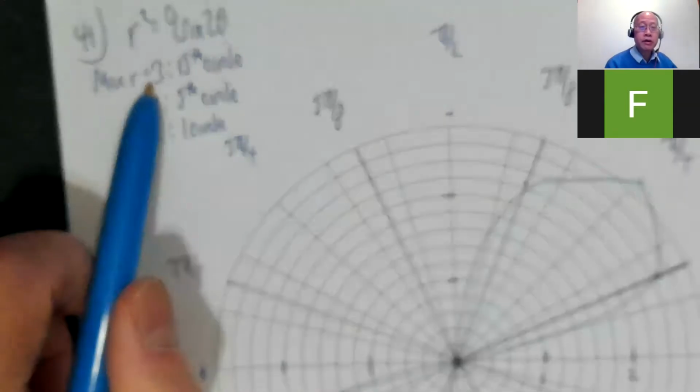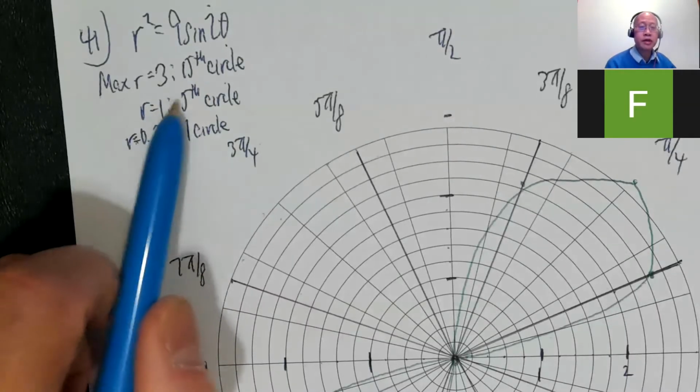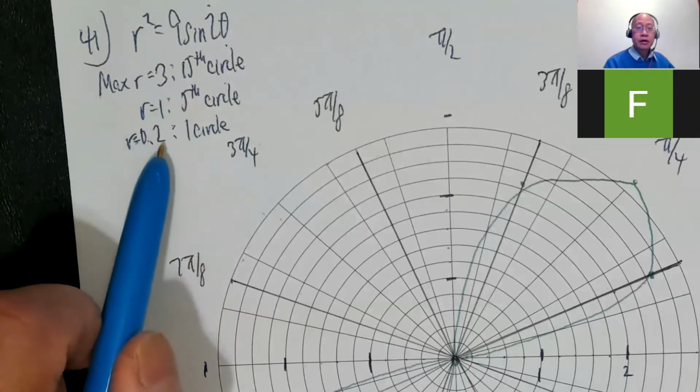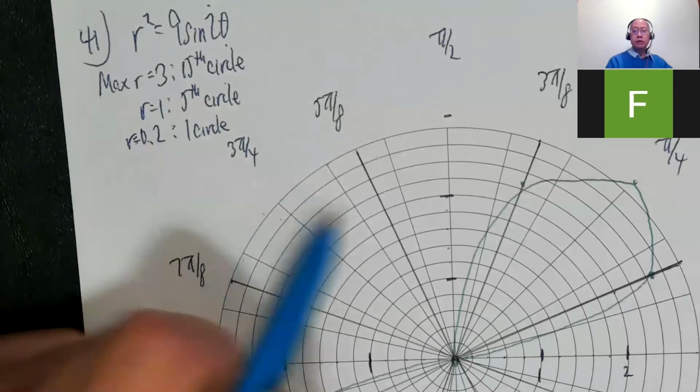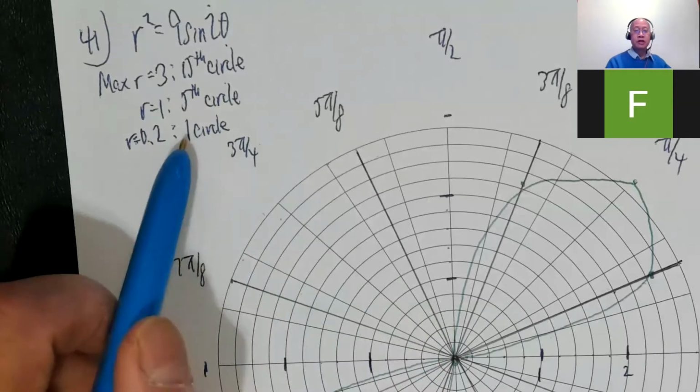Okay, so r equals 3 is the 15th circle. R equals 1 is the 5th circle. And therefore, any one circle is 0.2. So I'll be counting out 0.2 for each of these.